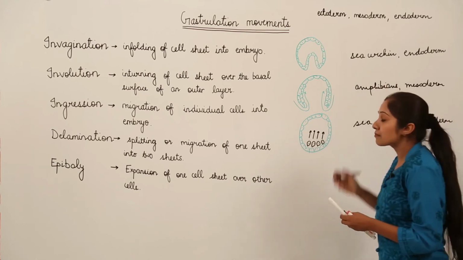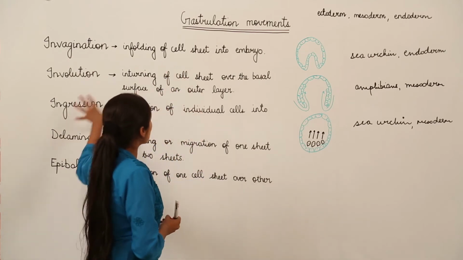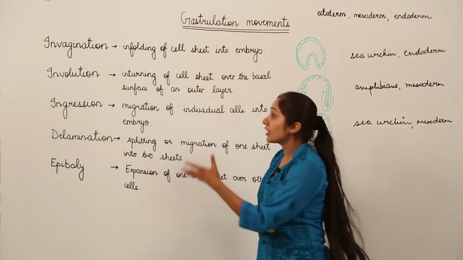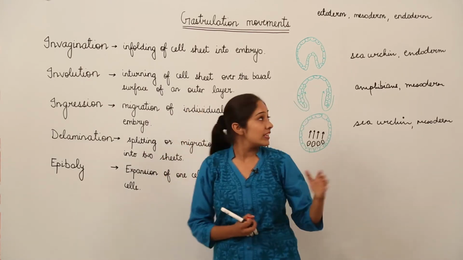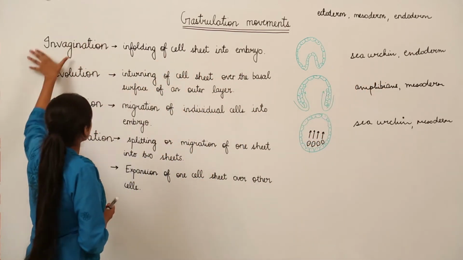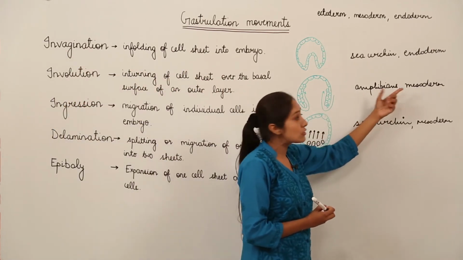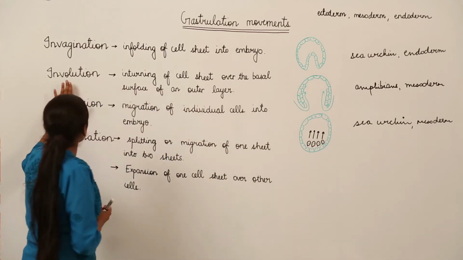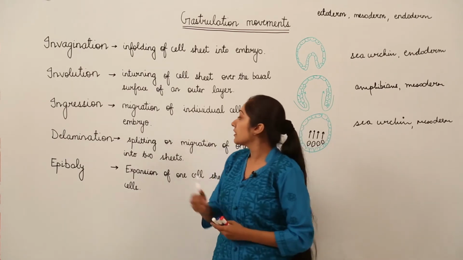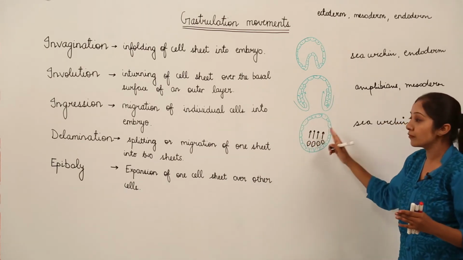So I am citing examples here just to convey to you that these are the broadly classified types of gastrulation movements. Each organism can show different types of movements. They can also show a combination of these movements. So in case of sea urchin, when the endoderm is formed, it is going to show invagination. The type of movement is invagination. And in the case of amphibians, the mesoderm is formed by a movement termed as involution. And when we talk about sea urchin mesoderm formation, then the movement is the type of ingression, that is migration of individual cells into the embryo.